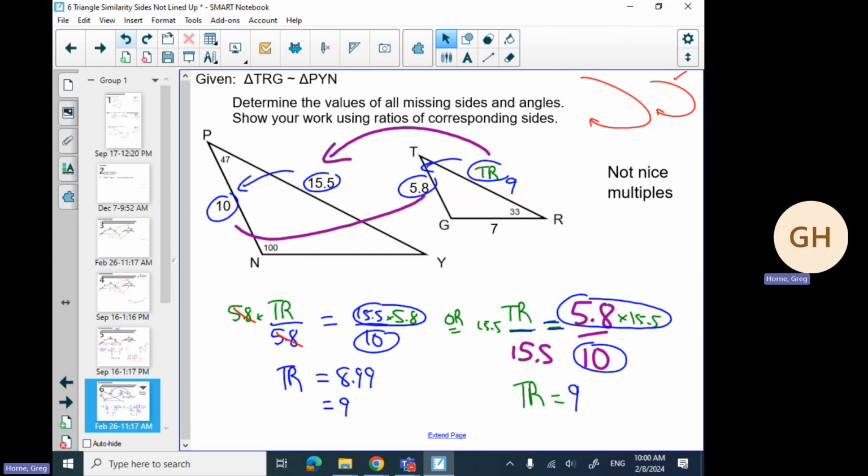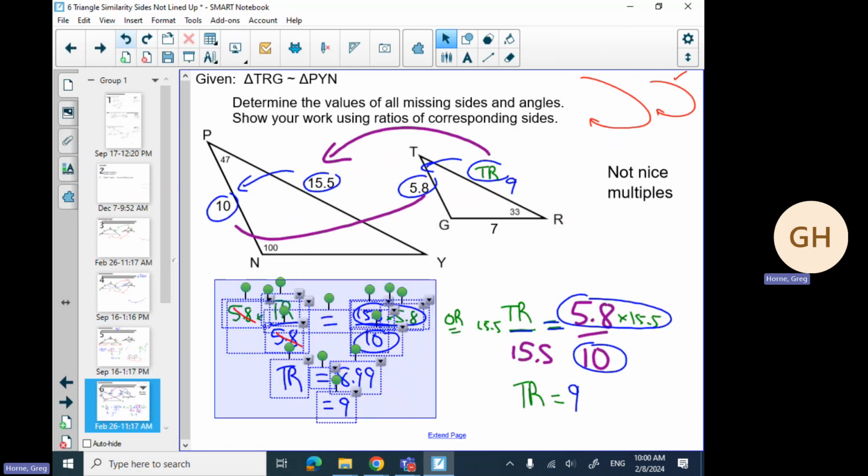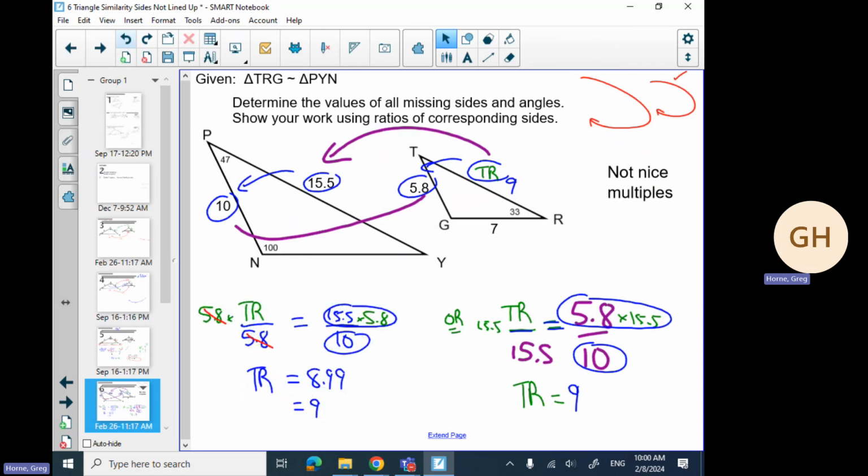Sometimes there being more than one option makes it kind of difficult, as you're just not sure which one you should do, right? But the answer is you can do either. The key is just start with the side you're looking for and fill in ratios that you know, right? So that was side TR, similar work for NY and so on.